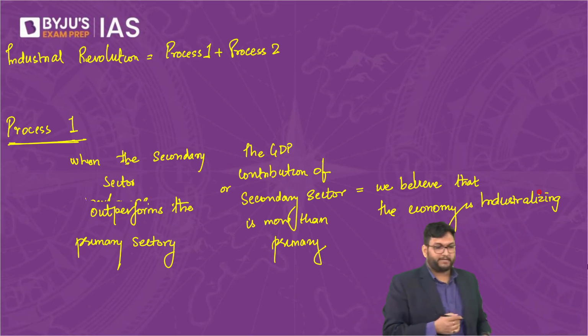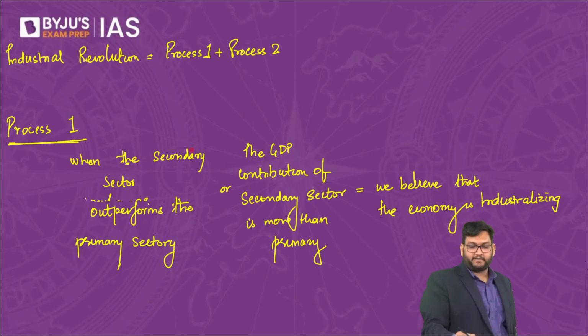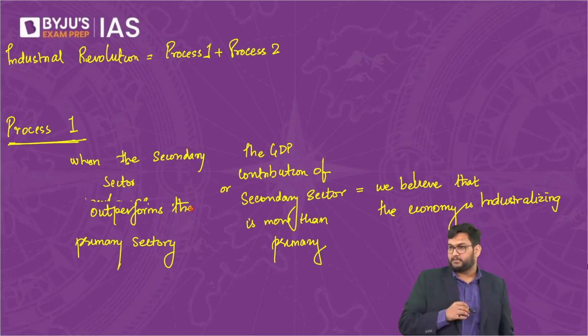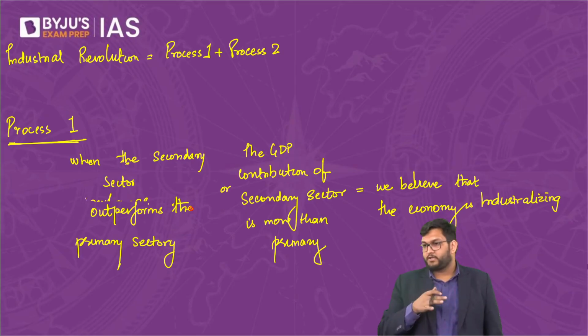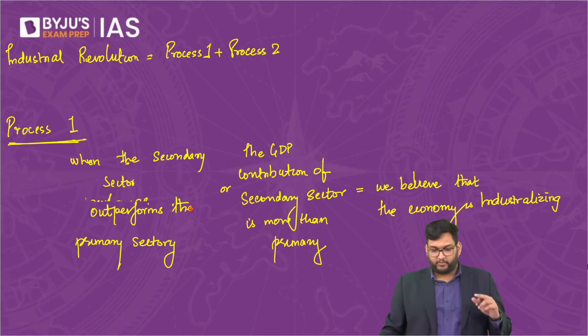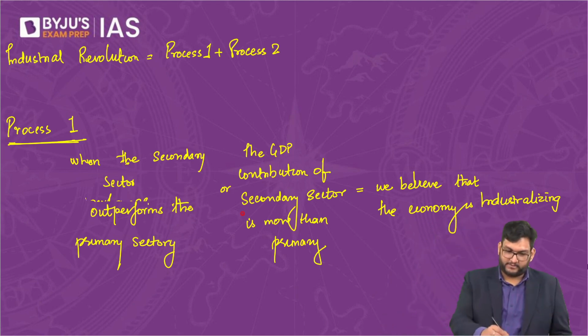You can see this part, right? Process one, when the secondary sector outperforms the primary sector. Because in my preview, it's showing a little bit out. You can see it. Process one, when secondary sector outperforms the primary sector. Everybody can see it? No, sir. Yes, sir. No, sir. So I'll write it down again. One second.